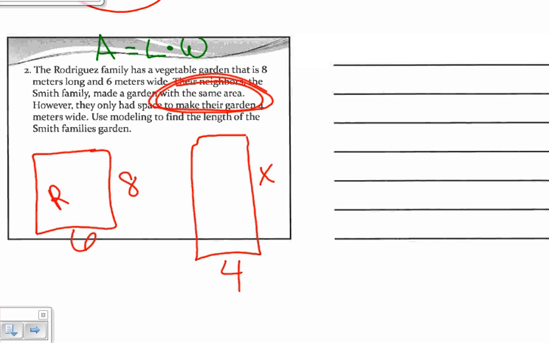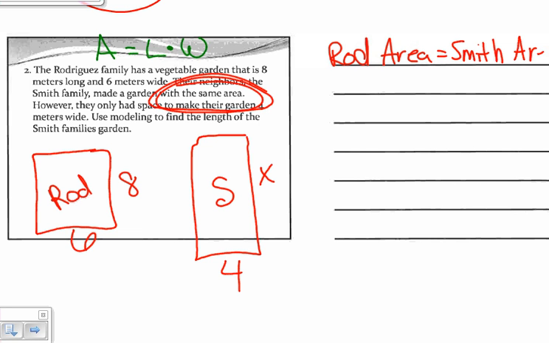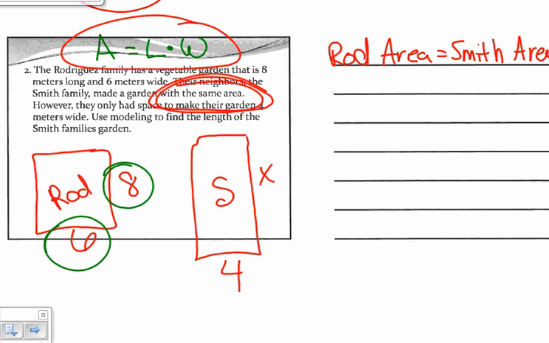I'm going to label this for you. This is the Rodriguez one. This is the Smith one. So I know that the Rodriguez area is going to equal the Smith area. I have my formula for area, and for the Rodriguez family, I have the length and the width. So we're going to go ahead and figure out that area. We're going to take length times width. So 8 times 6, and we get 48.